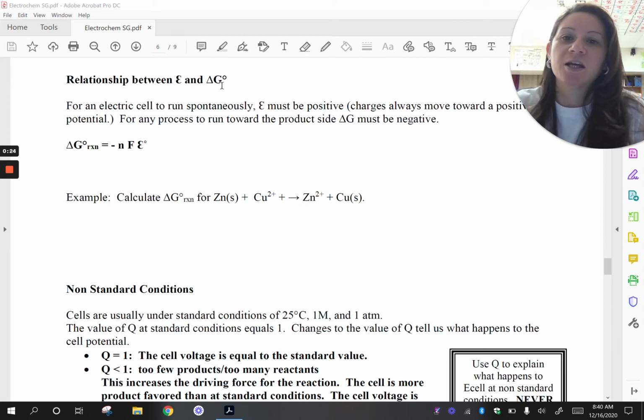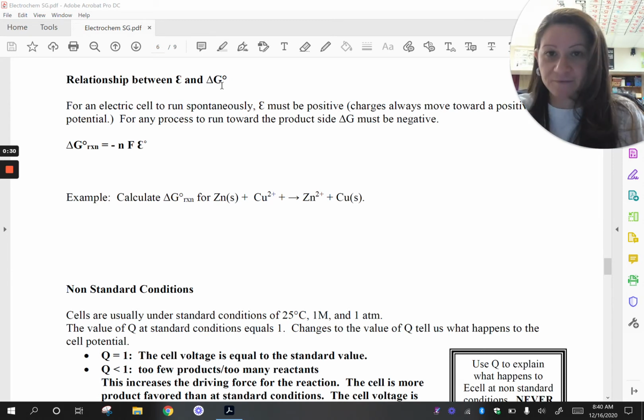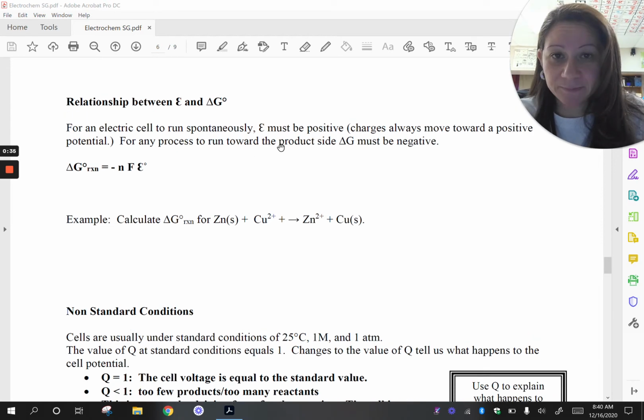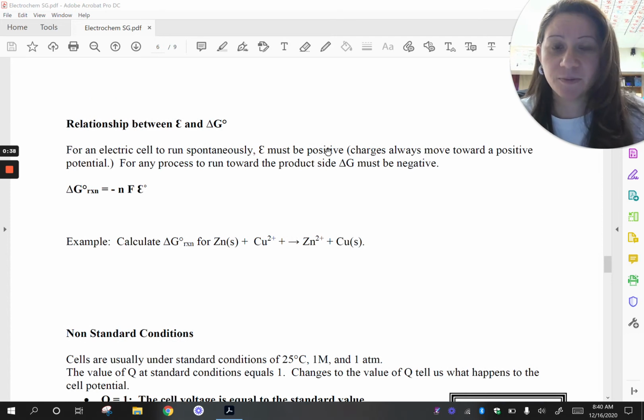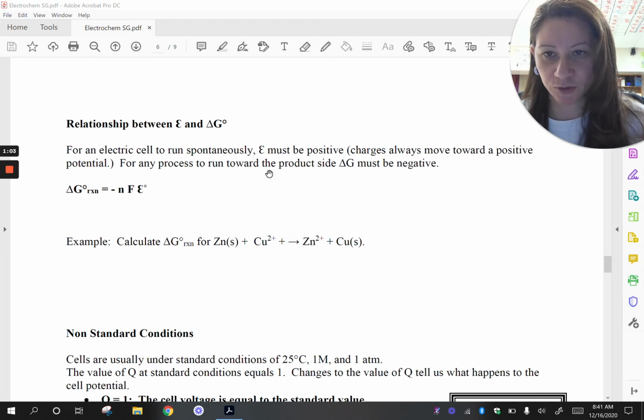So remember that electrochemical cells are spontaneous. That means Gibbs free energy is negative. They are product favored. So for an electric cell to run spontaneously, the potential must be positive, meaning that the charges will always go towards the positive potential. And so your electrons are flowing in the correct direction. This reaction is favorable. It is spontaneous. It is going to happen. And so that means that delta G is negative and your cell potential is positive. So for any electrochemical cell, delta G is negative and cell potential is positive.